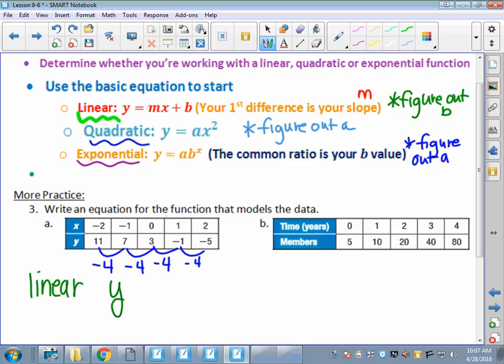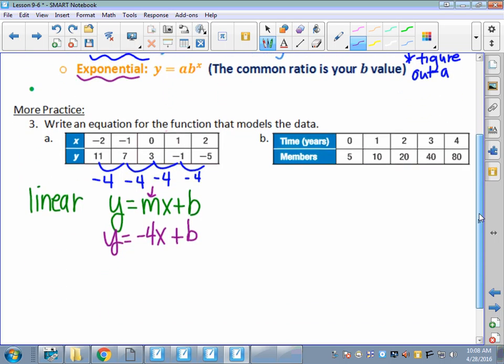I'm going to start off with my equation, mx plus b. And what do I already know because I just did the work? First difference is my slope. What was my first difference? My equal values for everything. So I know that I've got y equals -4x plus b. Because my -4 was my first difference, and I put in the notes up here, your first difference is your slope. So now we just have to figure out b.